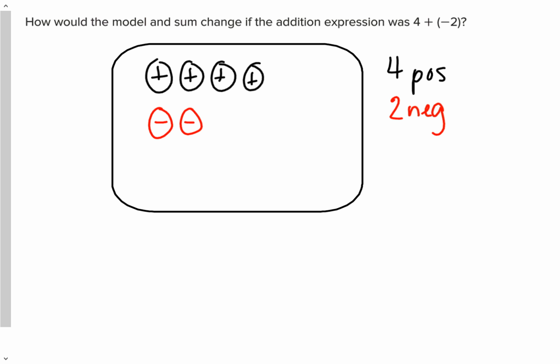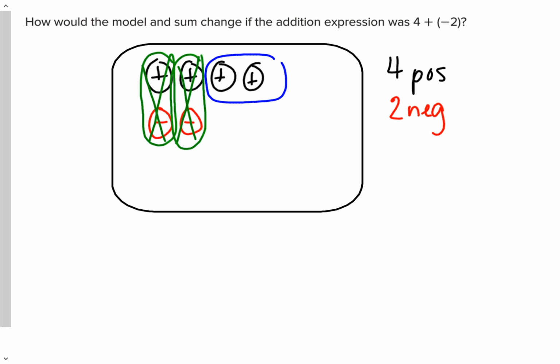Our next step is to remove all the 0 pairs. So whichever you have a positive or negative, that cancels out. And you can do crosses, you can do whatever you want. So whatever's left over is your sum. So we would say that 4 plus -2 is going to equal +2.